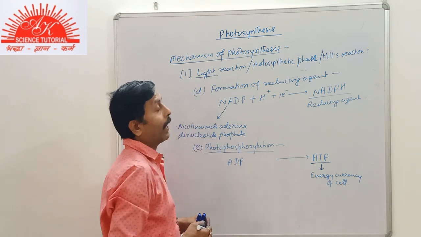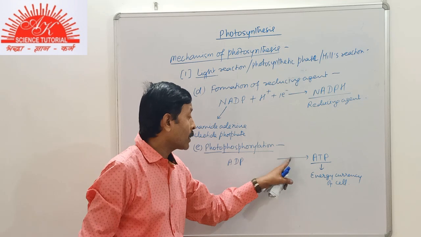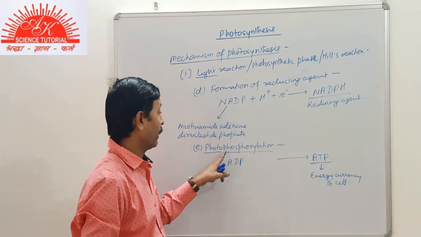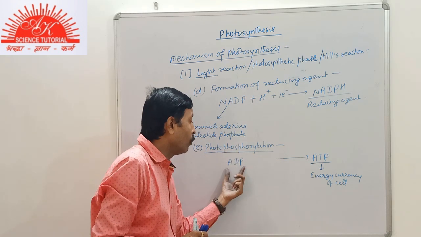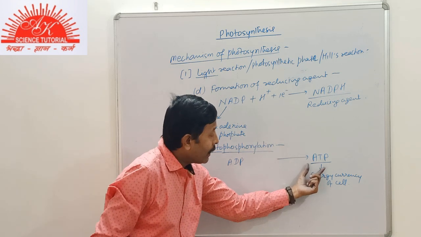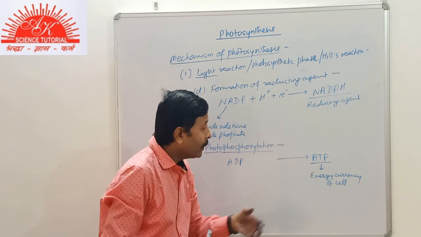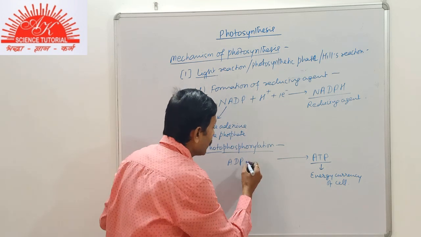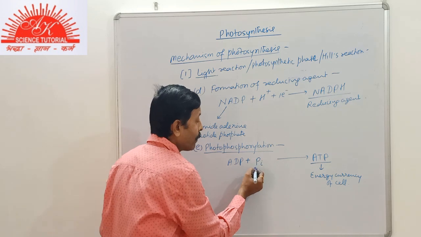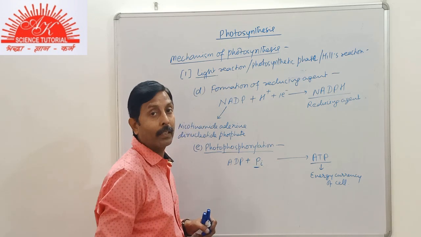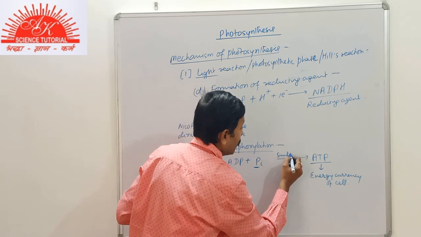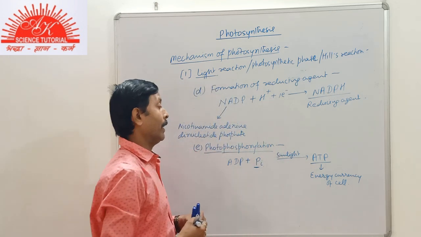Now photo, for light, means this process will take place with the help of light energy. That is, we can define photophosphorylation as the conversion of low energy compound ADP into high energy compound ATP using light energy and inorganic phosphate. We write it like this. P is phosphate and I is for inorganic, that is coming from inorganic compounds or salts. So this is the photophosphorylation.